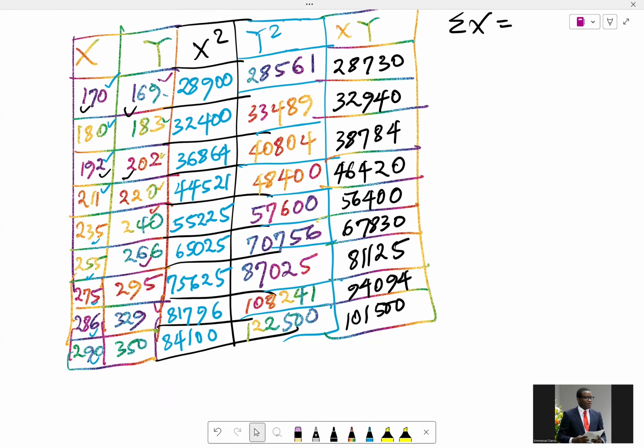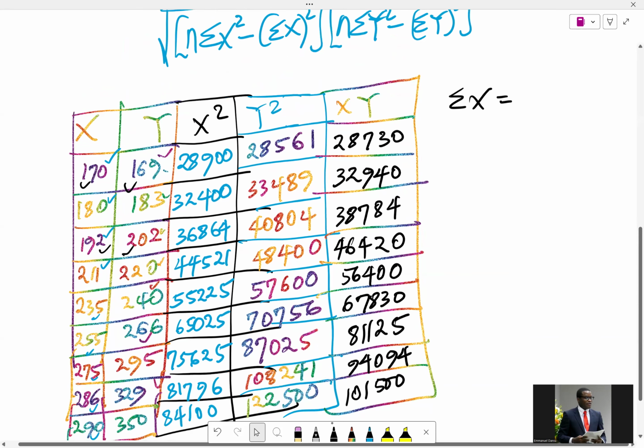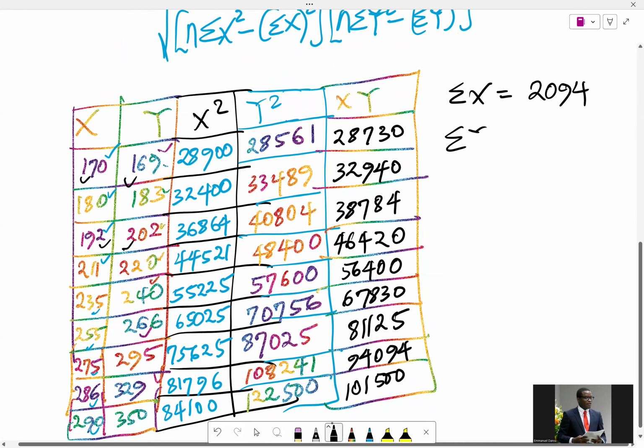170 plus 180 plus 192 plus 211 plus 235 plus 255 plus 275 plus 286 plus 290. Okay, that's one. Check again: 170, 180, 192, 211, 235, 255, 275, 286, 290. Okay, that's 2094. That's summation x.